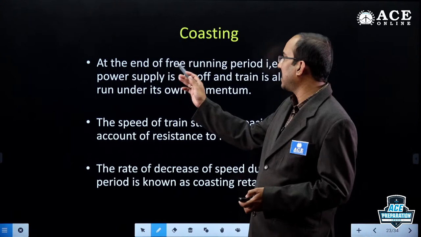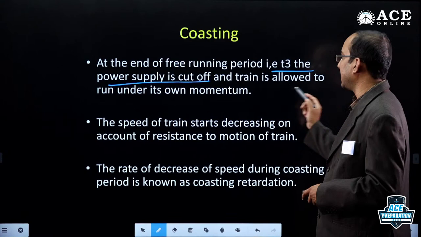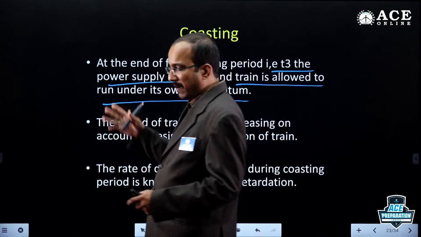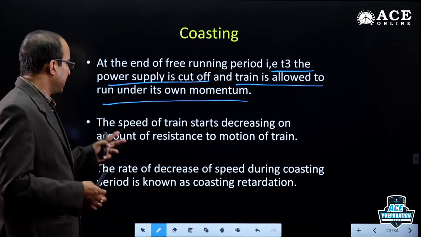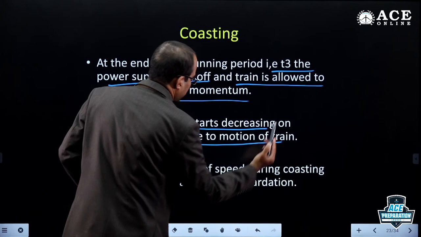At the end of the free running period, that is at T3, the power supply is cut off. Once the power supply is cut off, the train is allowed to run by its own momentum. The speed of the train starts decreasing. Once you disconnect the power, it is not taking power from the source. The speed of the train decreases on account of resistance to motion of the train.